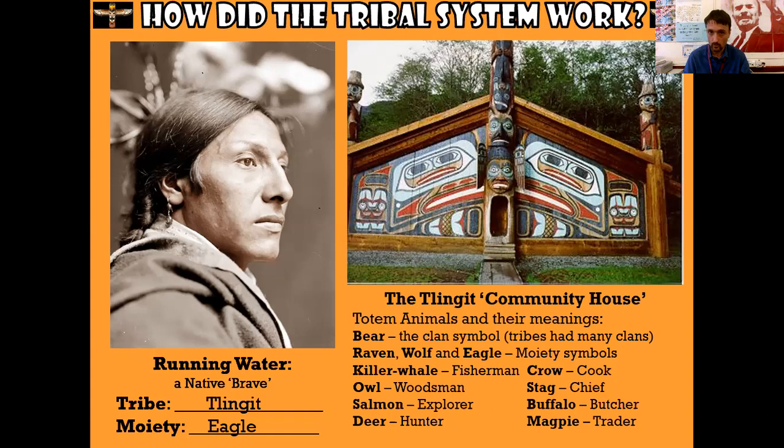Got it? Okay, good. The next question is question 3. What would its totem pole look like? Now here is a community house of the Tlingit tribe, and you can see it's painted in various colours.